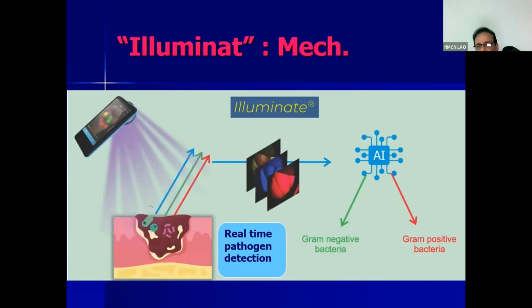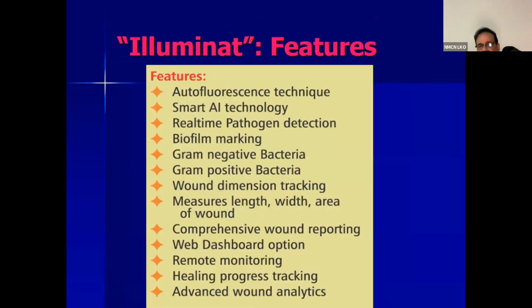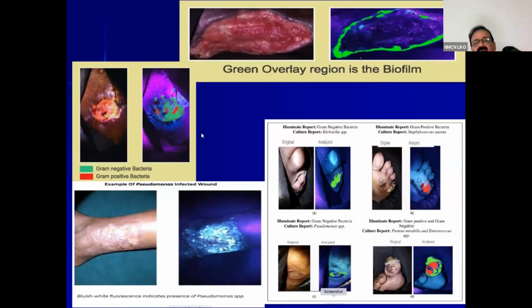This is the mechanism of how it works. These are different features, and you can see this is the wound, and biofilm can be seen in the form of this green color. Green means gram-negative bacteria. As you can see, this is a heel wound. So the Illuminate camera shows that this is red. Red means gram-positive bacteria, and green means gram-negative. And this is an example of Pseudomonas infected wounds. This is the picture with the Illuminate. And here also you can see the gram-positive, gram-negative, and accordingly you can decide whether you need an antibiotic to be given or not.